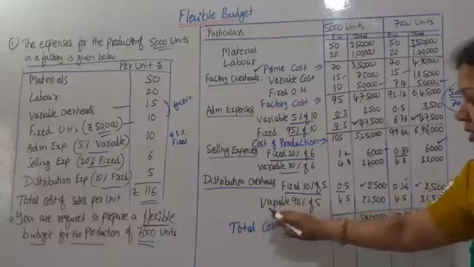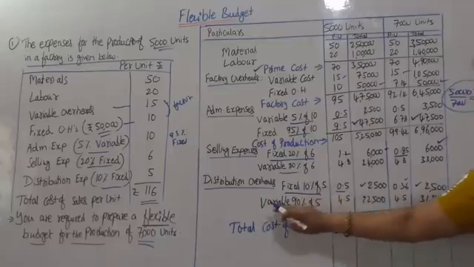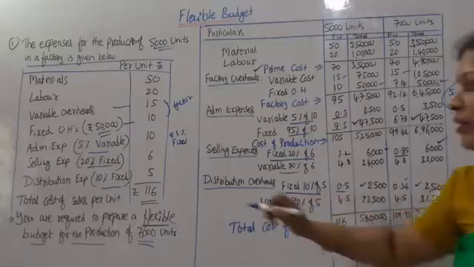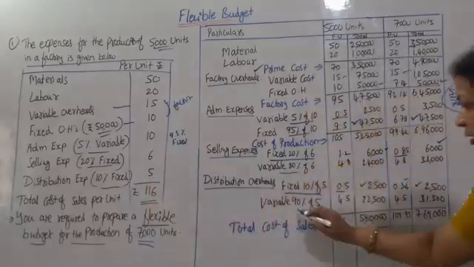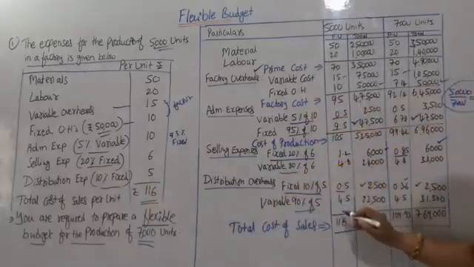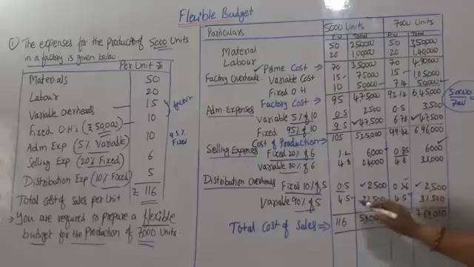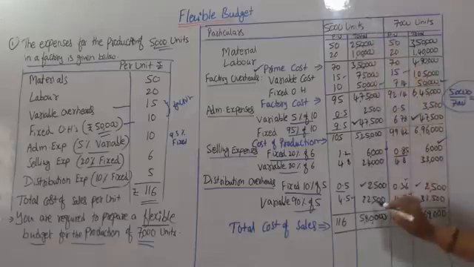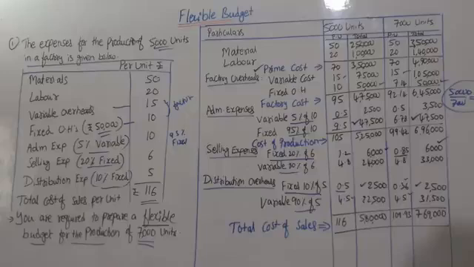In the same way, now variable: fixed is 10%, variable is 90% of 5. 90% of 5 is 4.5. Okay, 4.5 is written this side and that side. 4.5 into 5,000 units is 22,500, and 4.5 into 7,000 units is 31,500.